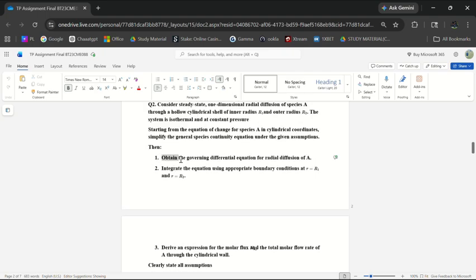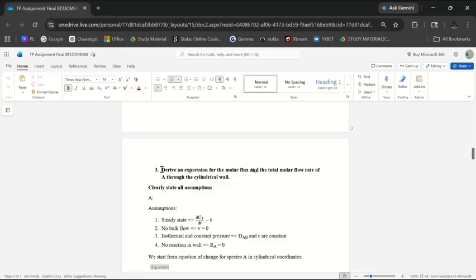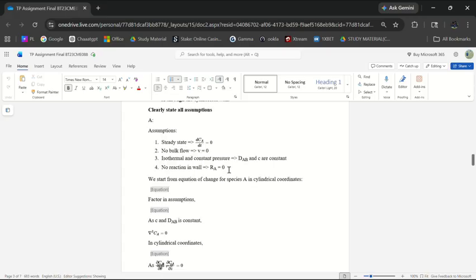Then we need to obtain the governing differential equation for radial diffusion of component A and integrate that equation using boundary conditions at R is equal to R1 and R is equal to R2. Then at last we need to derive an expression for the molar flux and total molar flow rate of A through the cylindrical wall. The assumptions remain the same with no bulk flow, meaning velocity is 0, as there is little to very less convective transfer.